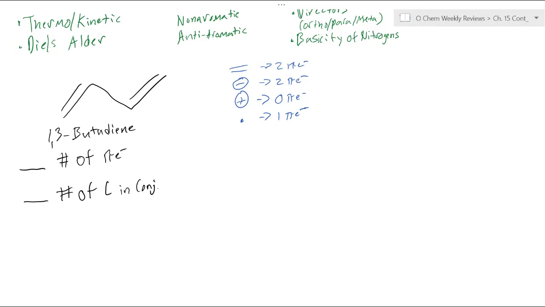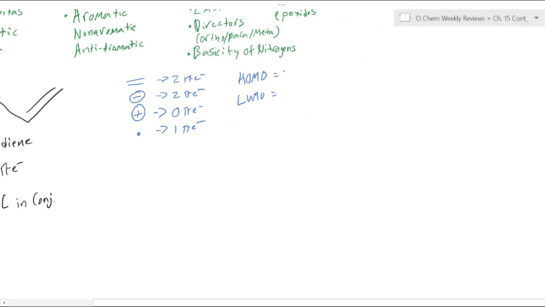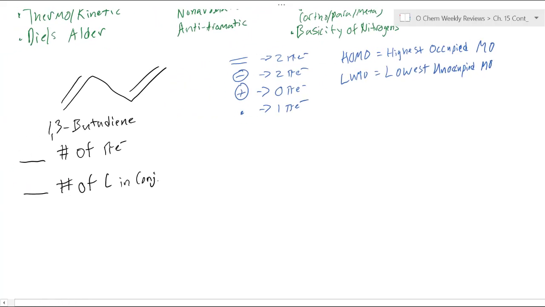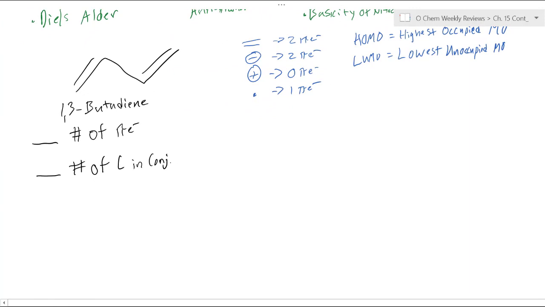Alright, and other definitions you should also know are what HOMO stands for and what LUMO stands for. HOMO stands for highest occupied molecular orbital, and LUMO stands for lowest unoccupied molecular orbital. So knowing what that stands for is very important in answering the questions.